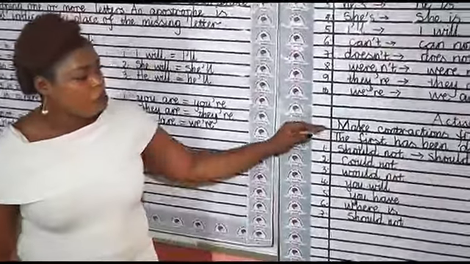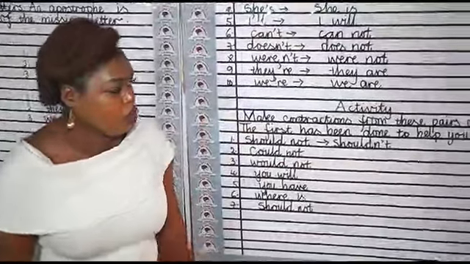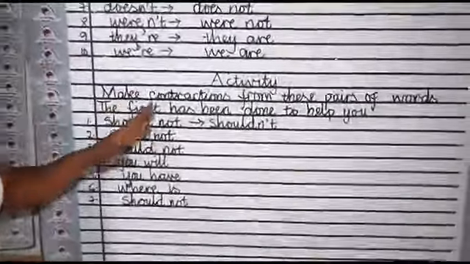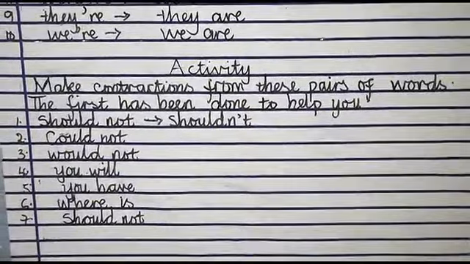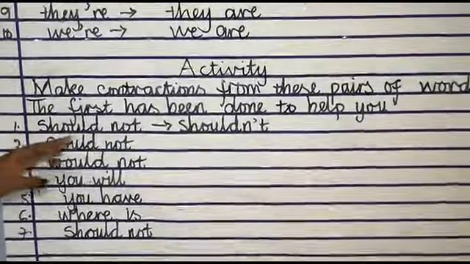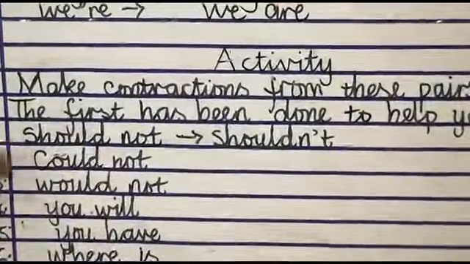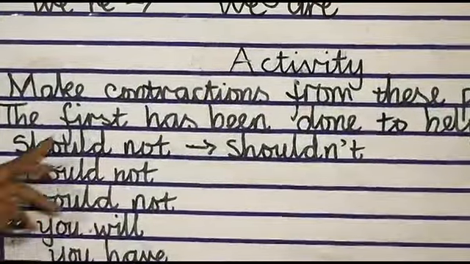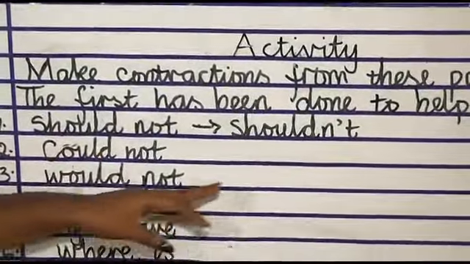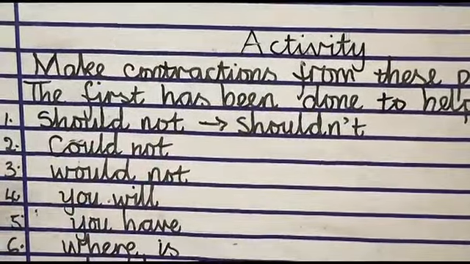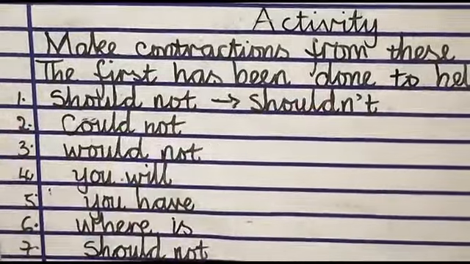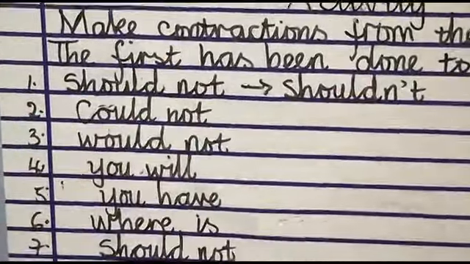It says, make contractions from these pairs of words. The first one has been done to help you out. Number one, we have the words should not. What is the contracted form of should not? You have the word shouldn't. Remember, the O was dropped and an apostrophe was used to replace the O. You have the word shouldn't.